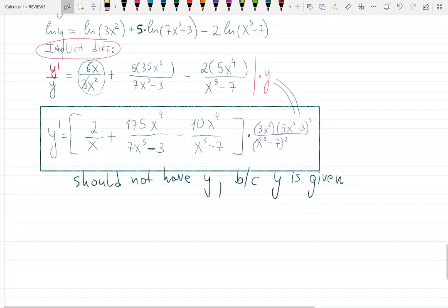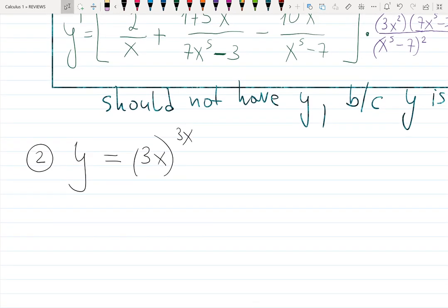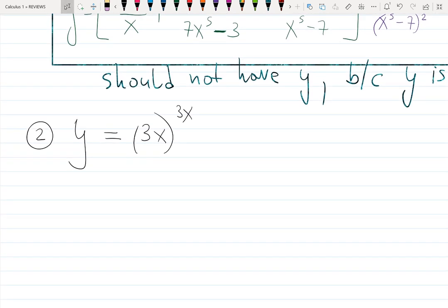3x raised to the 3x. How to differentiate y equals 3x raised to the 3x. That one is actually pretty fast. Since we don't know how to differentiate this function, it's not power rule or exponential rule, we're going to apply log for the both sides. Natural log of y is natural log of 3x raised to the 3x.